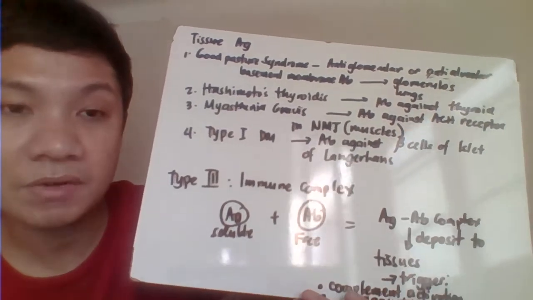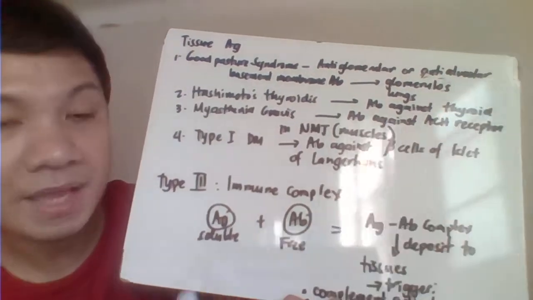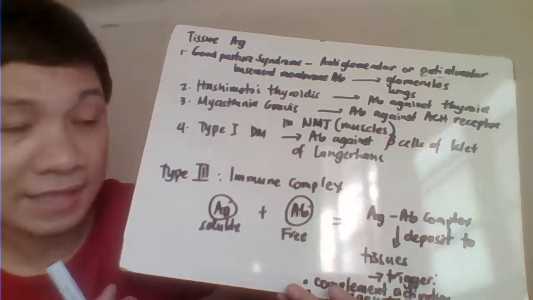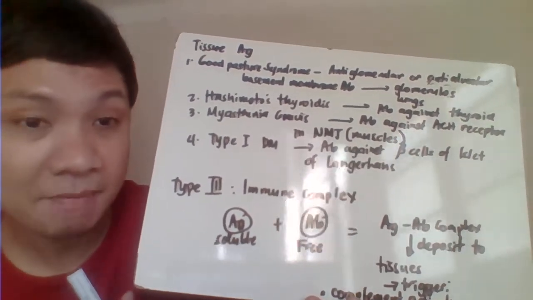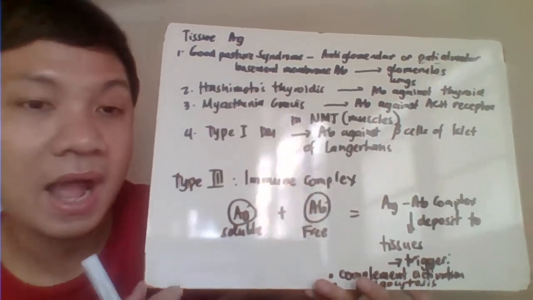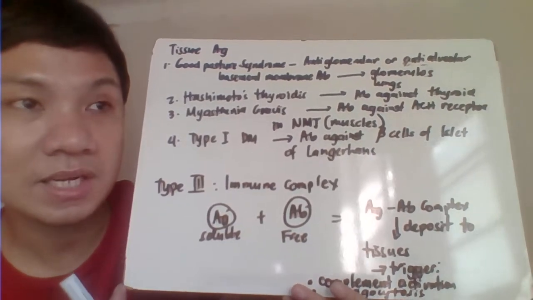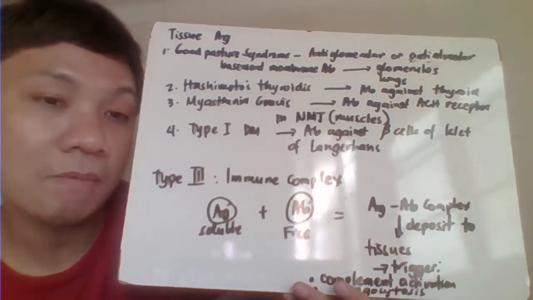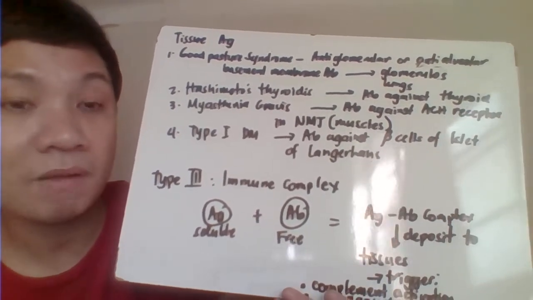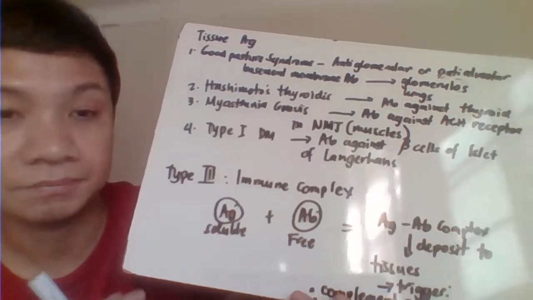Another one, we have your Hashimoto thyroiditis, producing an antibody against your thyroid tissues. Then myasthenia gravis, producing antibody against your acetylcholine receptor in the neuromuscular junction of your muscles. And type 1 DM, you are producing an autoantibody directed towards your beta cells of the islets of Langerhans. All of this triggers the formation of your antigen antibody complex, activating your complement, activating your phagocytes, and that will be responsible for the manifestation of your type 2 hypersensitivity reaction.